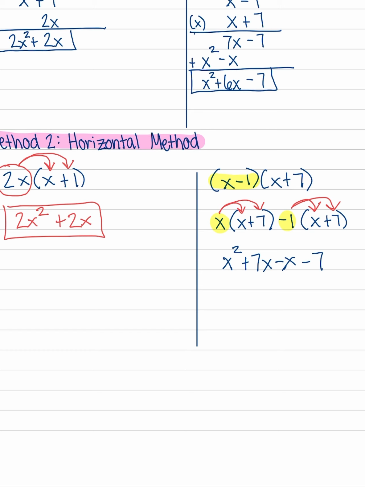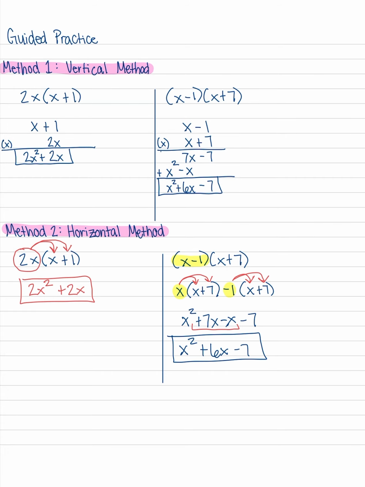And then from there, all I'm going to do is combine my like terms, which here are 7x and -x. So my final answer would be x squared plus 6x minus 7. So this one is pretty much normal distribution. The only difference is that when we have two binomials, I have to multiply the x by everything inside, and I have to multiply the -1 by everything inside. That's why we broke up that first parentheses to do our multiplication twice. So those are the vertical and horizontal methods.